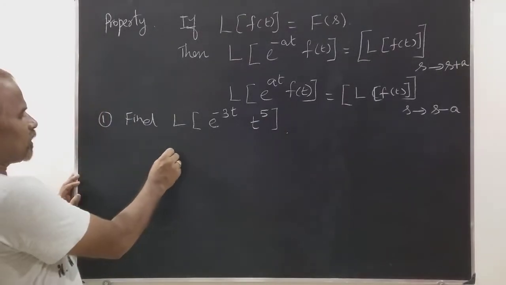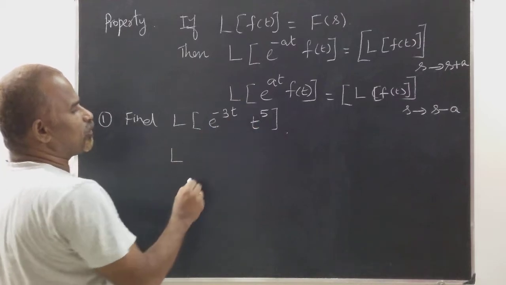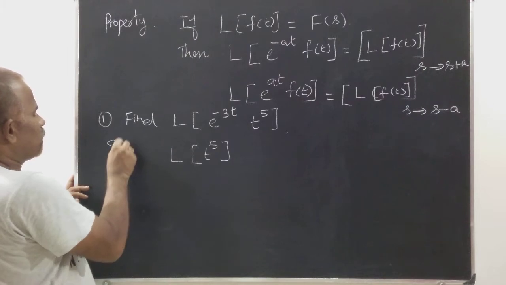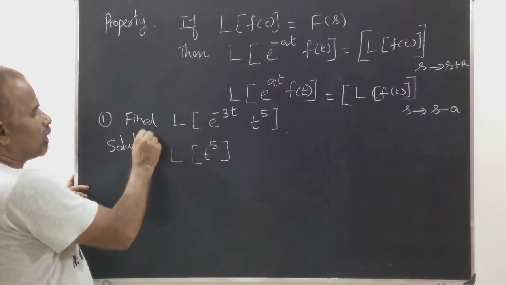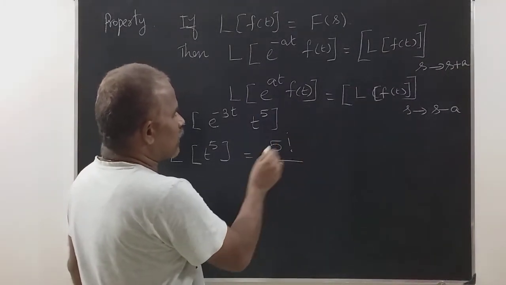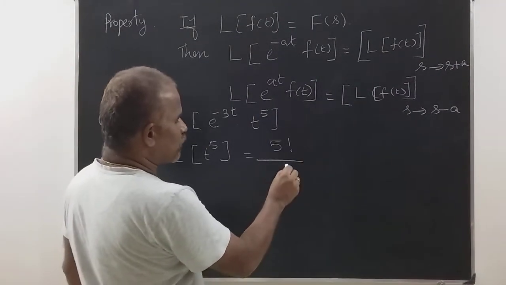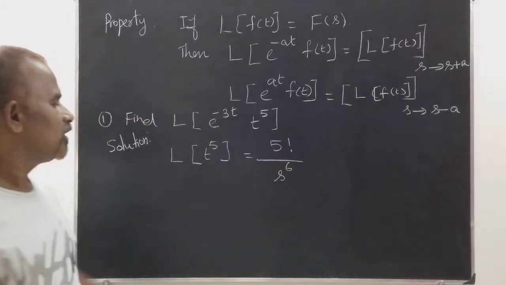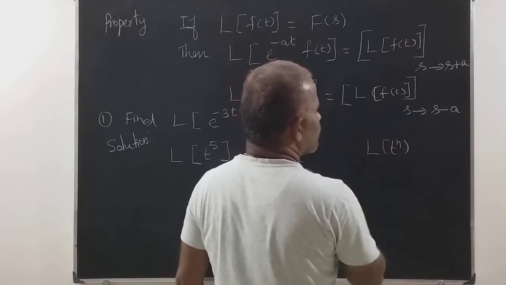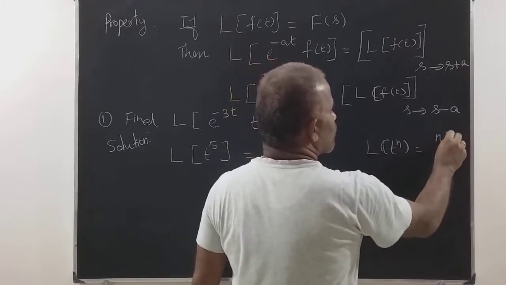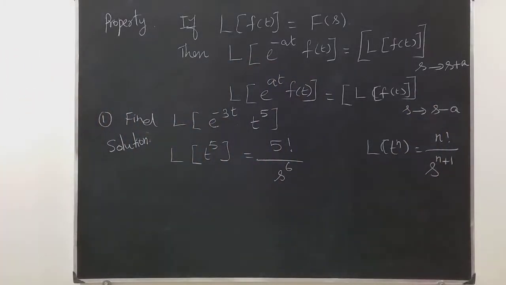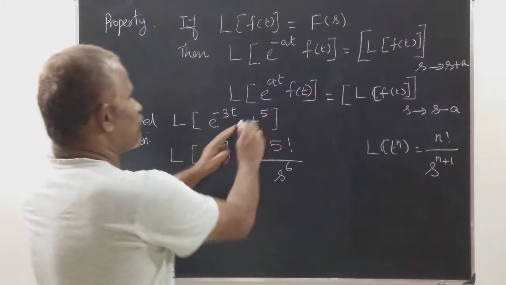So here L of f of t, f of t is equal to t power 5. Solution: L of t power 5 is equal to 5 factorial divided by s power 5 plus 1, which is 6. We know that L of t power n is equal to n factorial divided by s power n plus 1. So this is L of f of t.